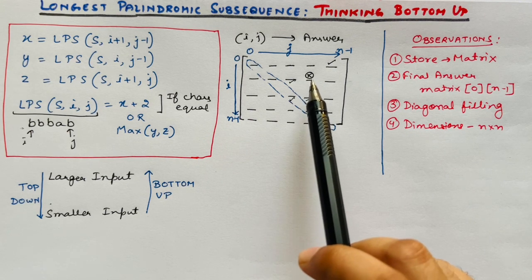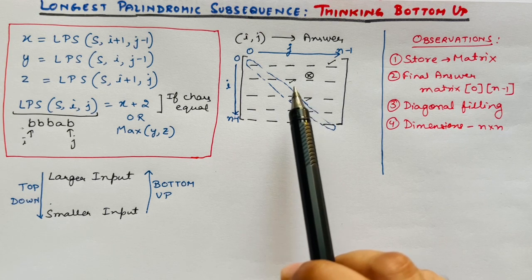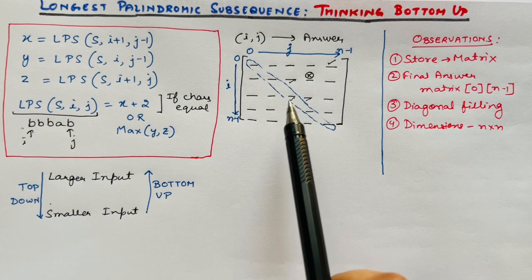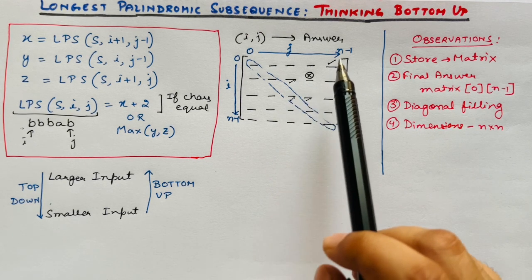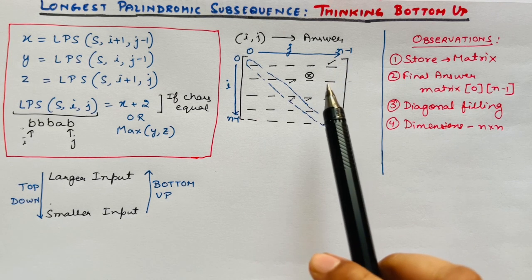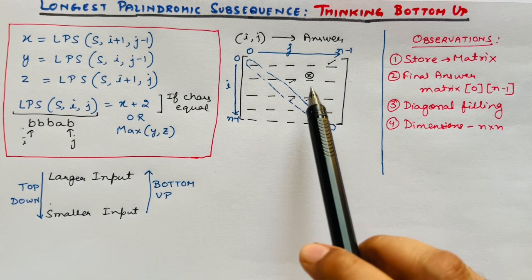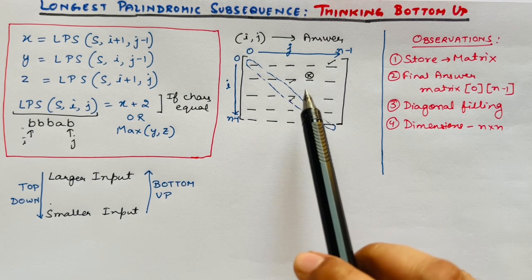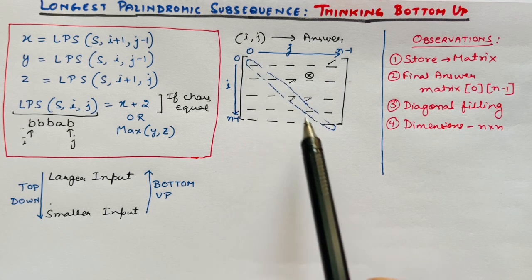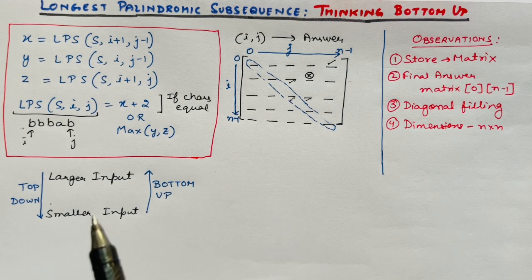Now for this element, we know that we need only these three elements, which lie only on the previous two diagonals. Now here n is just 5. N could be in thousands or even millions. Now for such large input, filling a particular element, we don't need anything apart from the previous diagonals. We don't need any elements information which lie prior to the previous two diagonals. This is the insight that we are going to use.